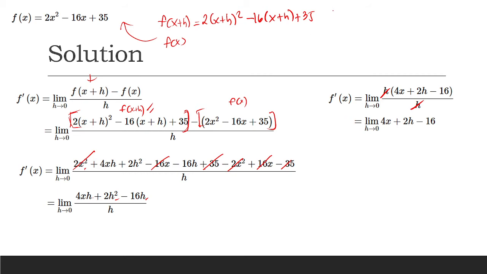So, let's just do that. We can now substitute our h and we arrive at 4x minus 16, since the 2h term becomes 0. Therefore, our derivative f prime of x is equal to 4x minus 16. That is our final answer. That's our derivative. The derivative is just a limit also, the limit of f of x plus h minus f of x over h as h approaches 0. It's familiar, very similar to how we took limits last time.